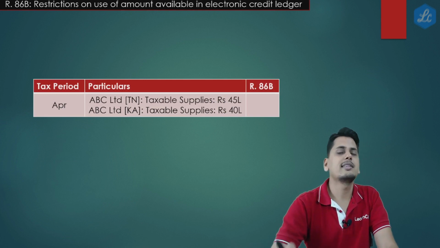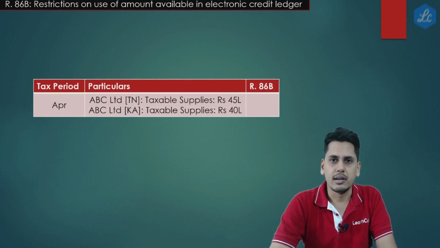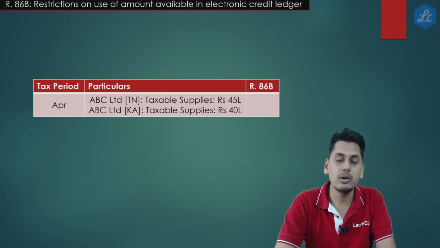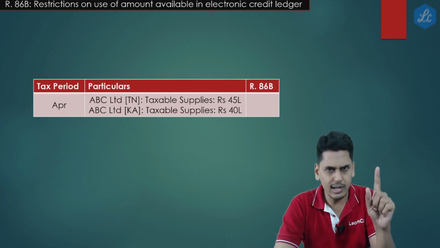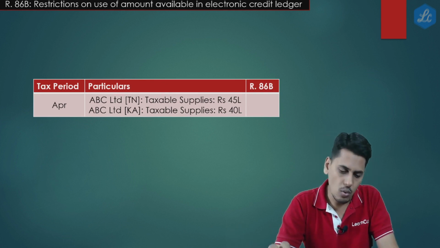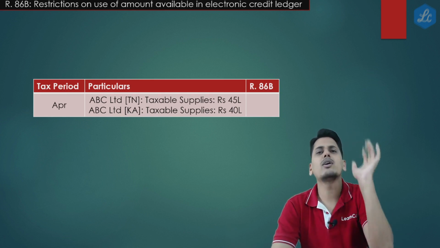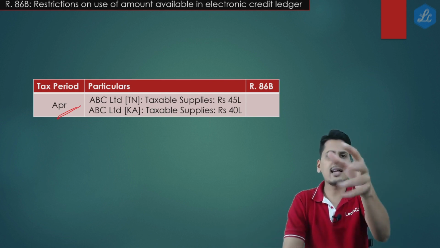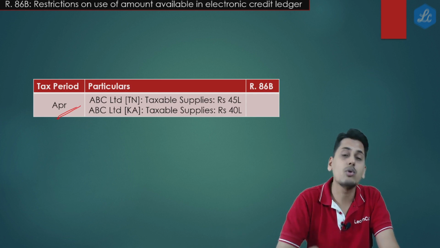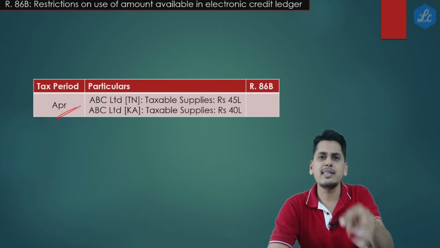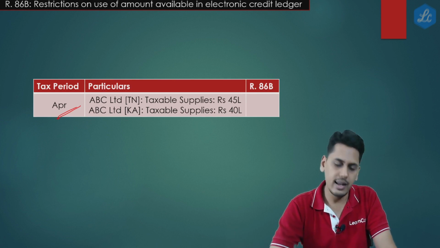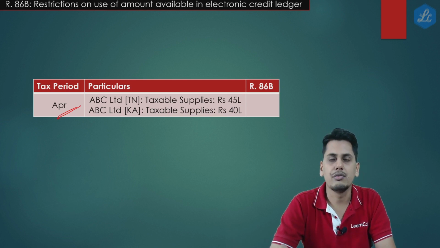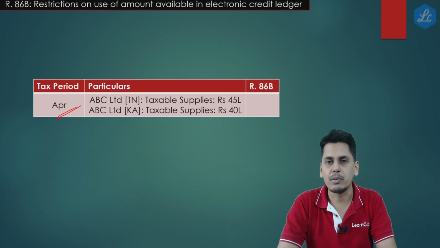Now friends, let's take a case. There is a company ABC Limited. It is registered in Tamil Nadu and also it is registered in the state of Karnataka. So one company having two different GST numbers, one in Tamil Nadu, one in Karnataka. Let's say for a particular tax period April, the taxable supplies, of course, other than exempt supplies and zero rated supplies of Tamil Nadu are 45 lakhs. The taxable supplies other than zero rated and exempt supplies in the state of Karnataka are 40 lakhs. Now friends, please tell me whether 86B is applicable or not applicable.